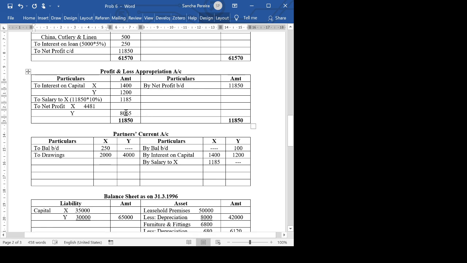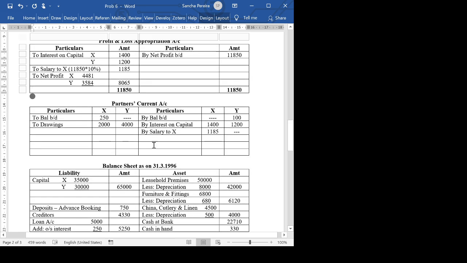How do I divide? 8065 divided by 9 into 5. 8065 divided by 9 into 4. 5 is to 4. And here it will be 3584. Now this is the share of profit that they are getting. So the total profit of the business is divided among the partners again, which is like an income to them. So by net profit, X has got 4481 and Y is 3584.